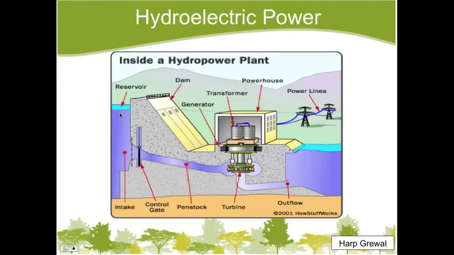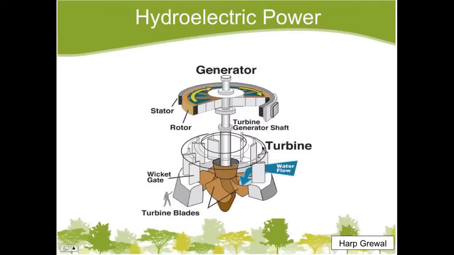Now this reservoir is narrowed down into this intake where the flow of water can be controlled by a control gate. Now when the gate is open, the water rushes through this section right here, which is called the penstock, and powers this turbine. The turbine spins and then in return powers the generator. The generator sends electricity along power lines to homes.